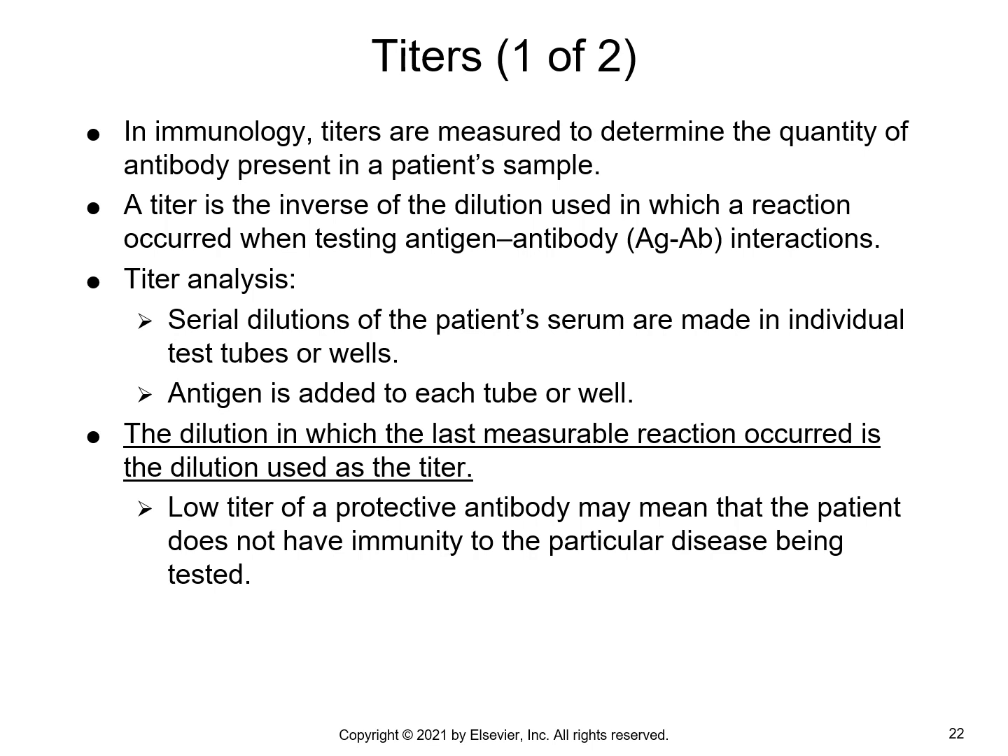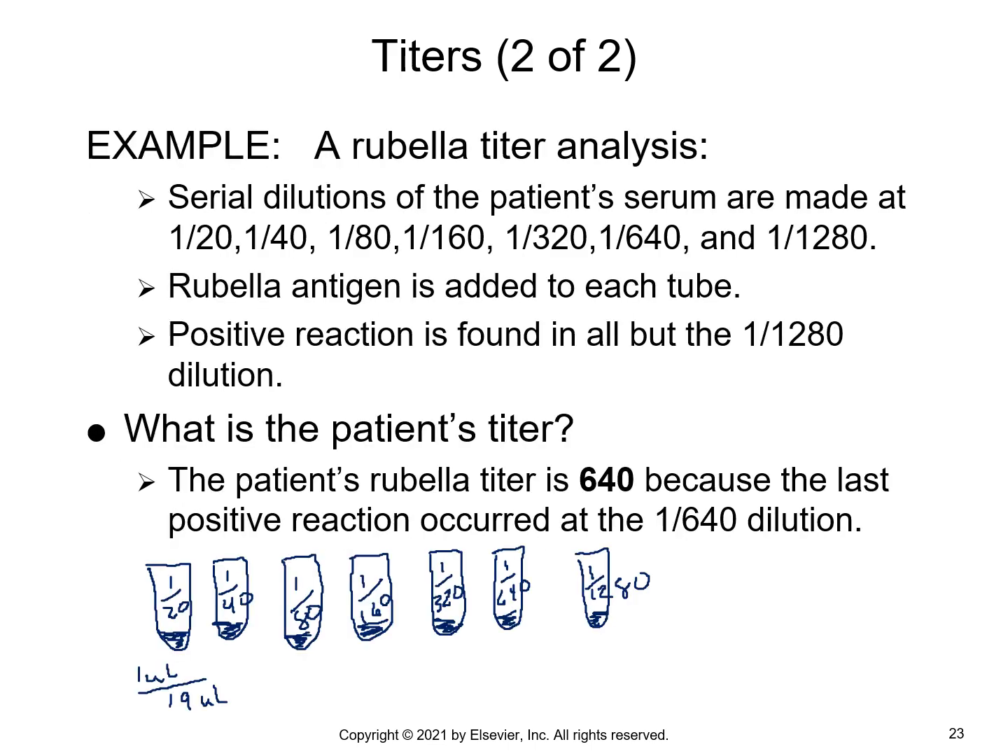But this is not the only time that we use titers. There are a couple of different areas of the lab where we'll perform titers. An example would be doing something like a rubella titer. You want to see if the patient has immunity to rubella. So you could do a serial dilution of that patient's sample, and each tube would just be lined up in a series. You would put the same amount of diluent in each tube.